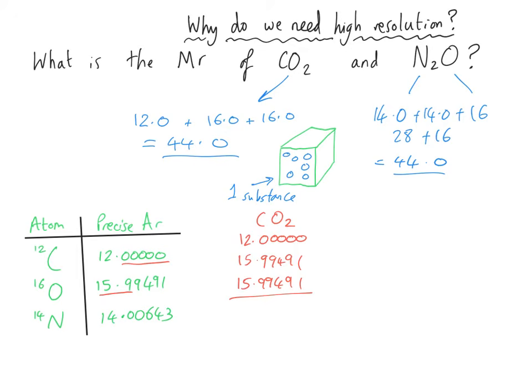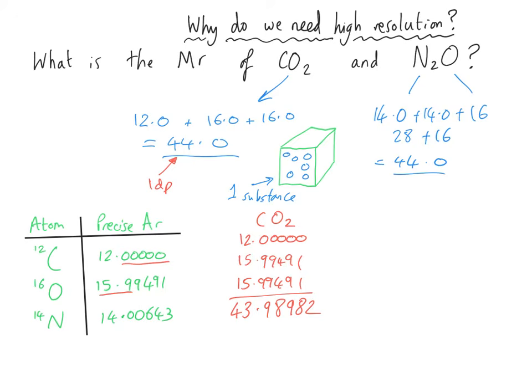So we worked it out as 44 when we were working to 1 decimal point. Now that we know that oxygen is slightly lighter than 16, this means that our number should come out to be slightly less than 44. And it does, which comes out as 43.98982. So we can see that that is a little bit less than 44.